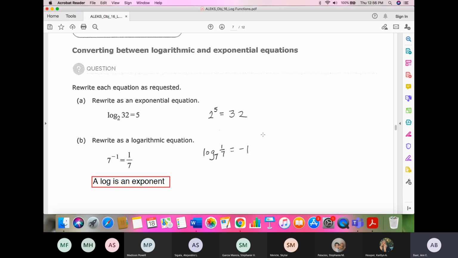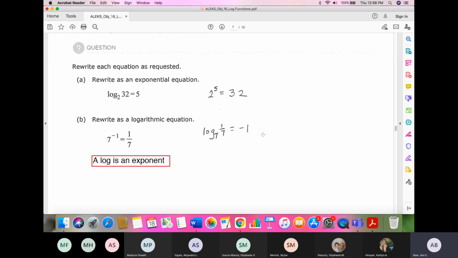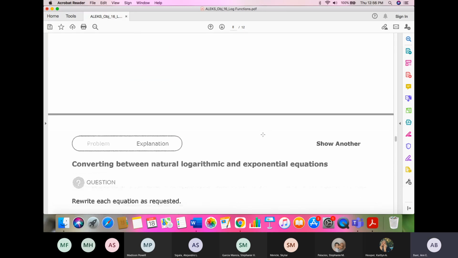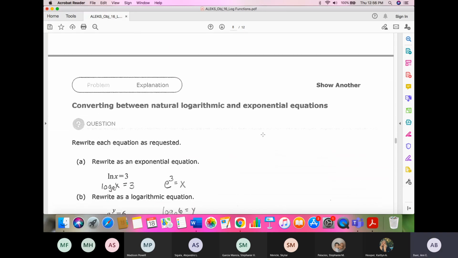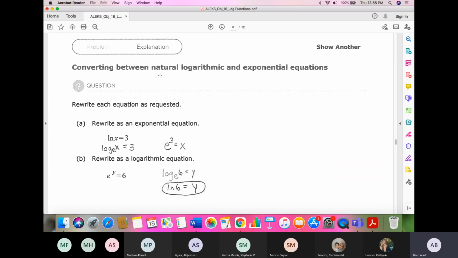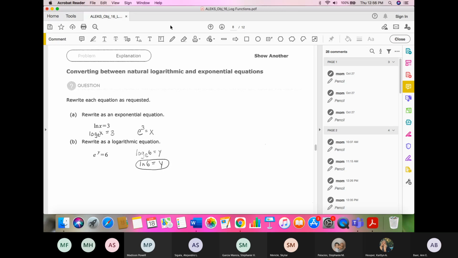So let's take a look at converting between natural, logarithmic, and exponential equations. Slightly different topic here. Now we're going to talk about natural log equations. So a natural log equation, now let me just write this out for you.